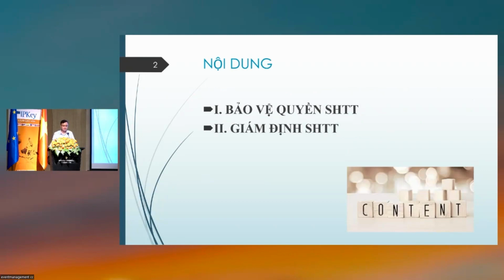Without further ado, there will be two main points. First of all, the regulation on the protection of rights, and also those related to the examination on IP. Upon request, I will speak a little bit slower so the interpreters can follow.